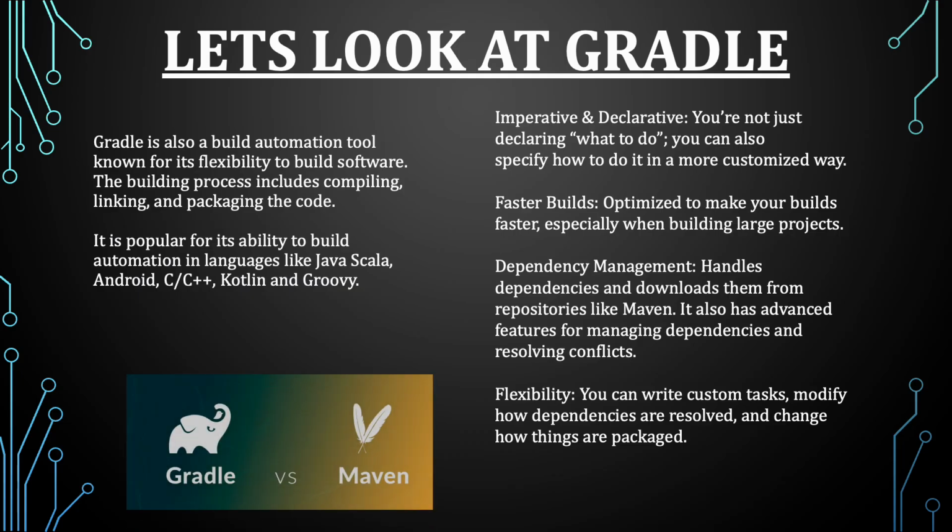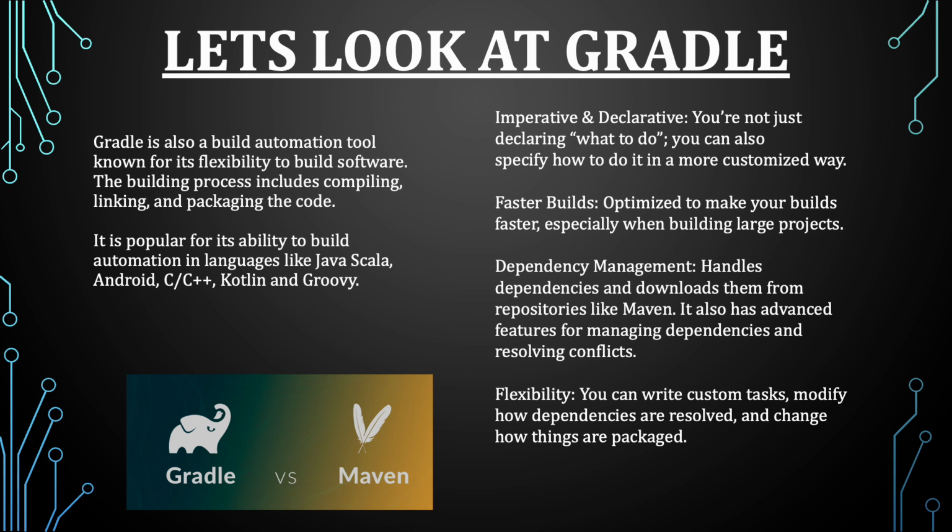Gradle is another powerful build automation tool known for its flexibility in building software. It's used for languages like Java, Android, C, C++, Kotlin, and Groovy, and handles tasks such as compiling, linking, and packaging code. What sets Gradle apart is its combination of imperative and declarative approaches, allowing you not just to declare what should be done, but also to specify how you do it in a more customized way. This makes it highly flexible and adaptable to various project needs.